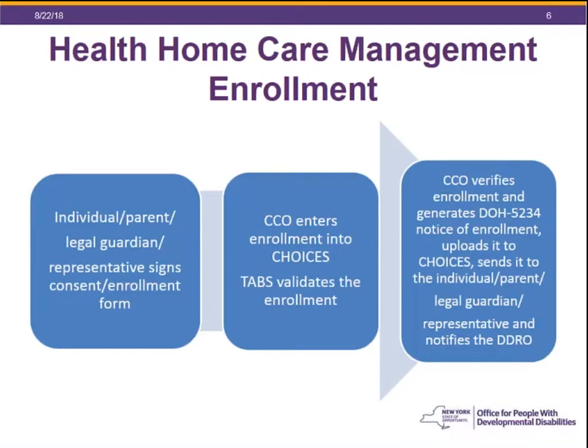Once that occurs, the CCO enters an enrollment transaction into CHOICES using the CCO1, and TABS validates the individual's eligibility. Once the CCO verifies enrollment into the program code via CHOICES, the CCO generates a notice of determination for enrollment in the New York State Health Home Program enrollment notice, also known as the DOH 5234. So just like we have DOH consent forms, we have DOH notice for enrollment and notice for disenrollment when we talk about the health home service.